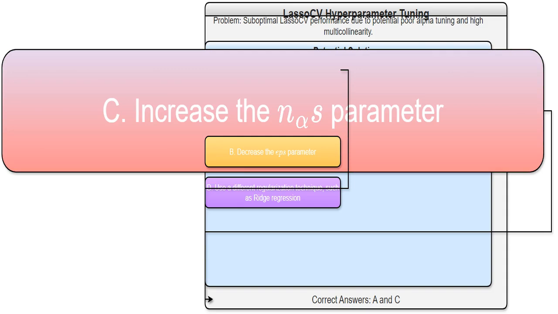I'll try increasing the number of alpha values tested. A wider range increases the chances of finding the optimal alpha, leading to a better fit for the data. It's like searching more thoroughly for the best value. A finer search grid increases the possibility of finding the perfect spot.